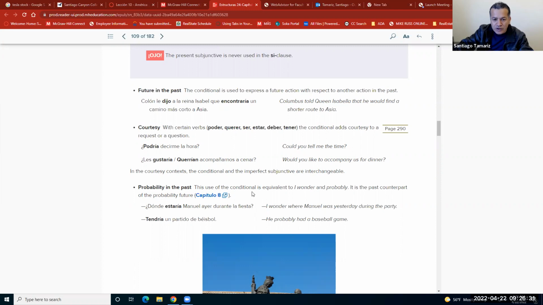This use of the conditional is equivalent to I wonder and probably. It is the past counterpart of the probability future. If you remember the uses of the future, very similar. ¿Dónde estaría Manuel ayer durante la fiesta? I wonder where Manuel was yesterday during the party. Tendría un partido de béisbol. He probably had a baseball game. Probabilidades en el pasado. We use also the conditional.